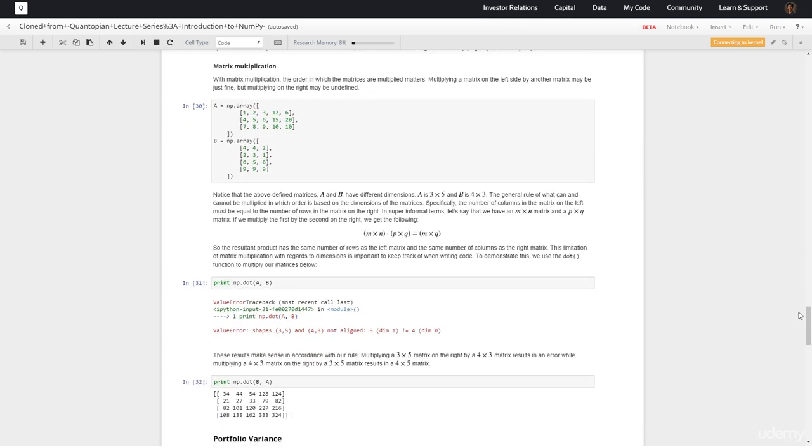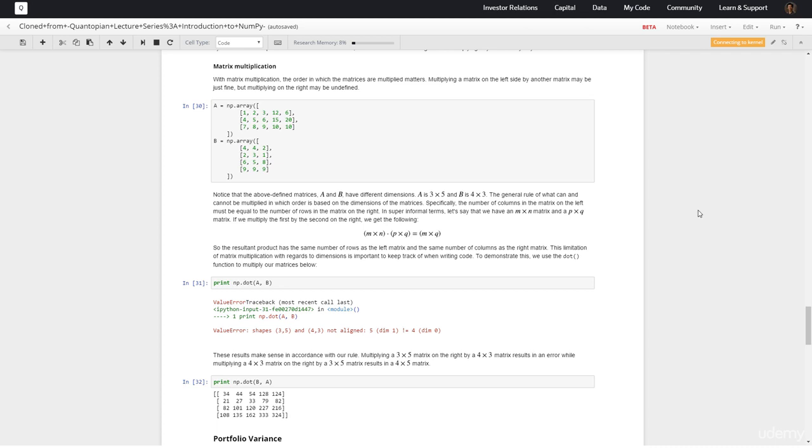Okay, matrix multiplication. With matrix multiplication, the order in which the matrices are multiplied matters a lot. Multiplying a matrix on the left side by another matrix may be just fine, but multiplying on the right may be undefined. So here we are creating two matrices, A and B. Notice their different dimension. A dimension is 3 by 5, 3 rows by 5 columns. B is 4 times 3. The general rule of what we can and cannot be multiplied into which order is based on the dimension of the matrices. Specifically, the number of columns in the matrix on the left must be equal to the number of rows in the matrix on the right.